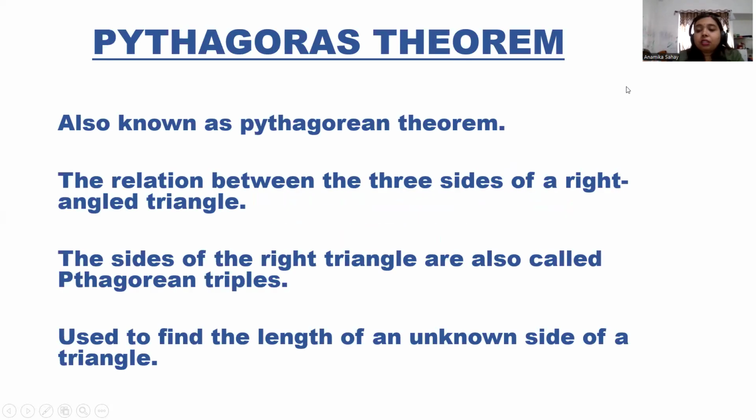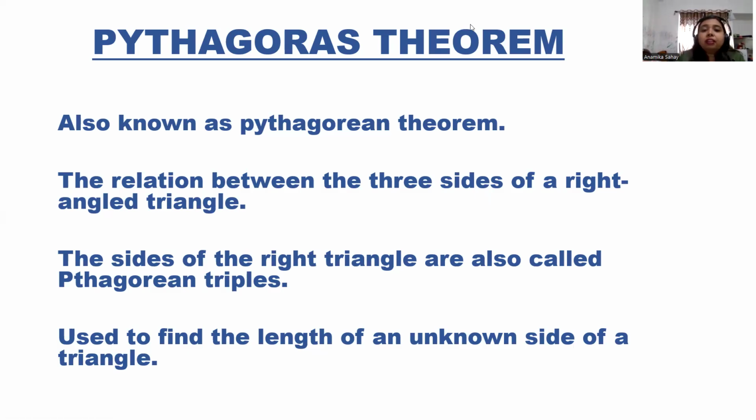So let's start. Pythagoras theorem is also known as Pythagorean theorem. It is a relation between the three sides of the right angled triangle, and basically it is used to find the length of an unknown side of a triangle. If the measurements of two sides are given and we have to find the third one, we can easily find it because it is the relationship between the three sides of the triangle.